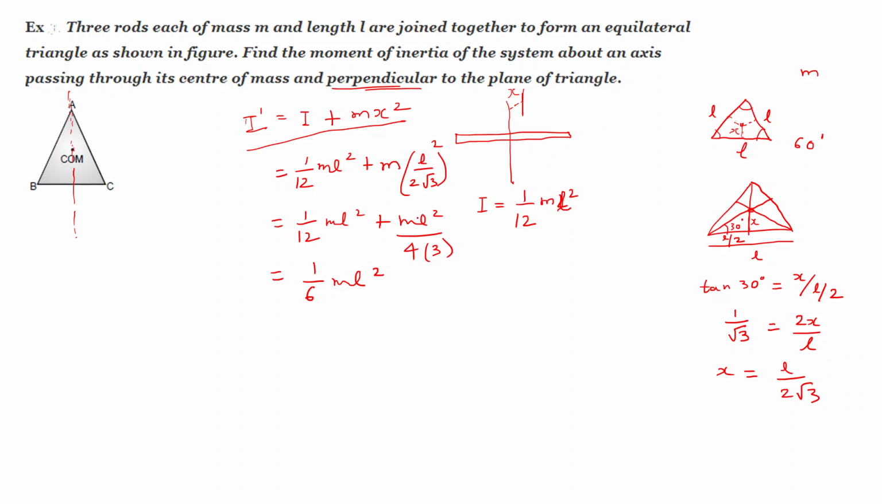Now this is for one rod. We need to find out for 3 rods. So the final for 3 rods corresponding to this particular setup will be 3 times this I prime. That means 3 by 6 ml square, that means half ml square. So this is our answer. Okay.